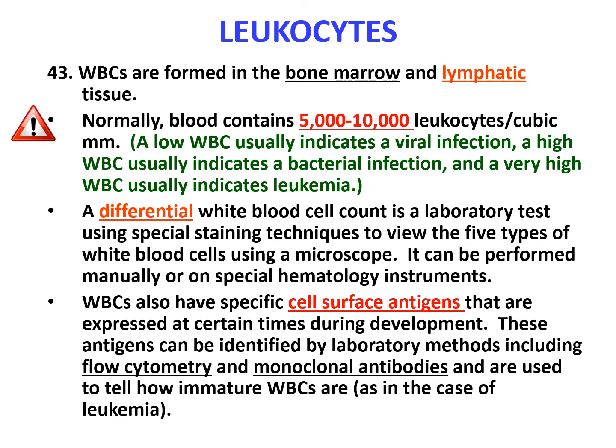WBCs are formed in the bone marrow for the most part, sometimes in lymphatic tissue. Okay, your normal range for your WBC is 5 to 10,000, right? A low WBC usually indicates a viral infection, and a high WBC usually indicates a bacterial infection, and a very, very high WBC can indicate blood cancer or leukemia, right?